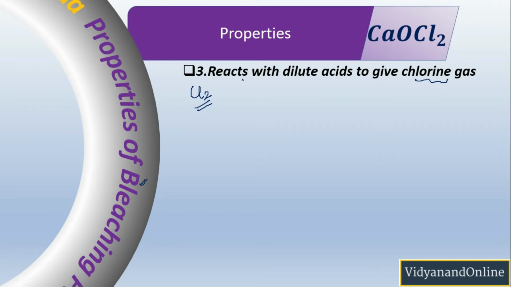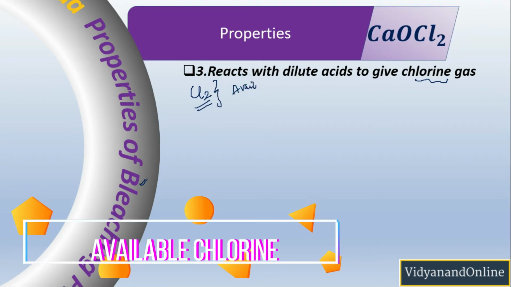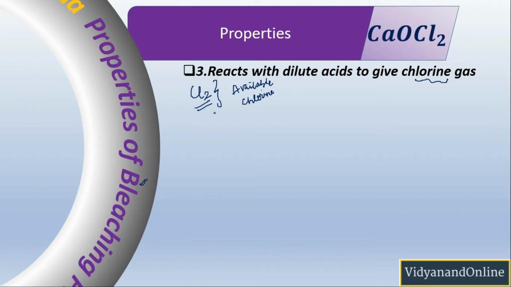So every bleaching powder has a different percentage of chlorine in it, and this chlorine is called available chlorine. Now, the greater the amount of this available chlorine, the more superior the bleaching powder. A good sample of bleaching powder consists of 38 to 40% chlorine. So whenever you need to obtain pure chlorine from the bleaching powder, you need to make use of dilute acid. You can make use of dilute sulfuric acid or dilute hydrochloric acid.